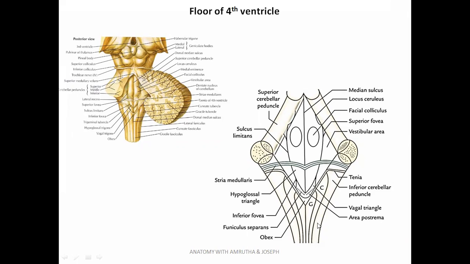There is something called the blood-brain barrier, which is present generally throughout the brain. What does that mean? Whatever is there in the blood, some of the chemicals will not be transferred into the brain. That is prevented by the blood-brain barrier. But the area postrema does not have a blood-brain barrier, so this is also called the vomiting center. Anyway, this dotted line that I represent here is called the funiculus separans.